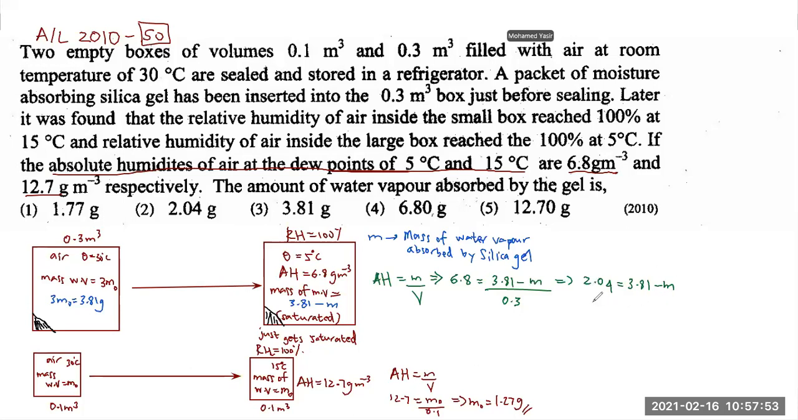So m goes this side, this comes this side. M is equal to 3.81 minus 2.04. So 3.81 is there in the answer, 2.04 is also there in the answer. You have to be careful. They are not the final answers. And when you subtract, finally you will end up with 1.77 grams. That is the mass of water vapor absorbed by the silica gel. It's a very interesting question, but you just have to be a bit careful. Carefully, you have to substitute the values and consider the equations and then get the answer. That's it.